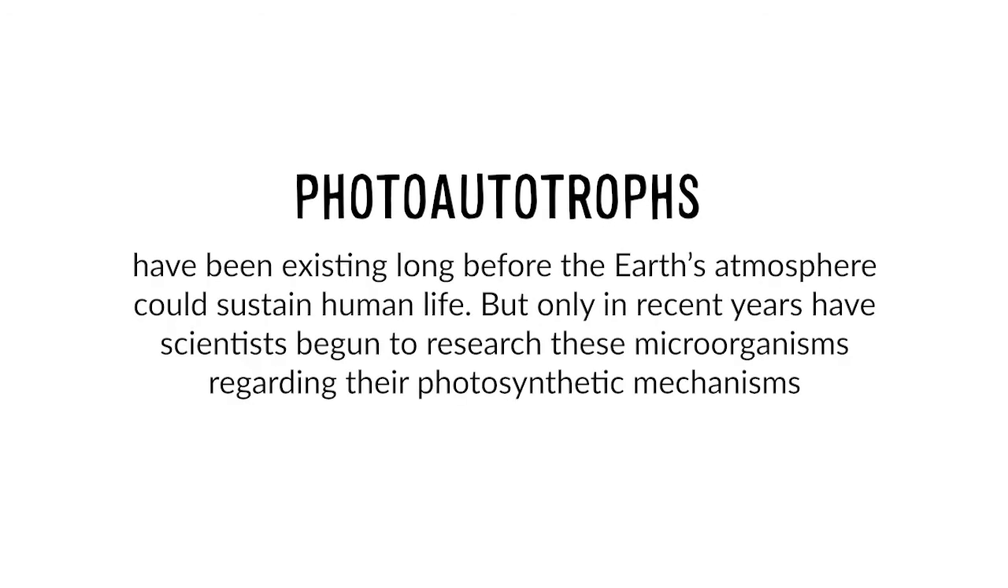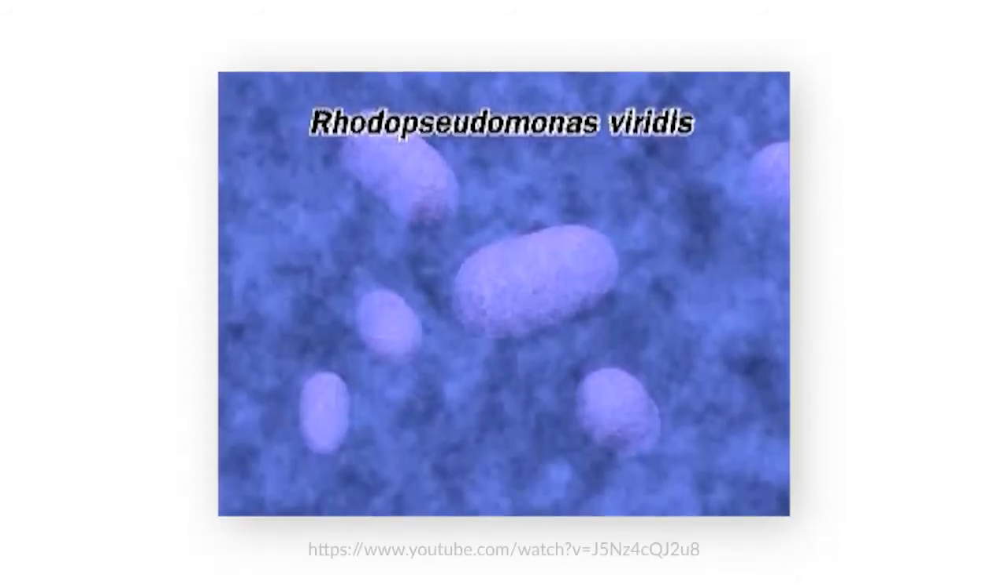Moving on, let's tackle bacterial photosynthesis, and we'll only be focusing solely on photoautotrophs. A brief history: photoautotrophs have been existing long before the Earth's atmosphere could sustain human life, but only in recent years have scientists begun to research these microorganisms regarding their photosynthetic mechanisms. Here is an animation on the mechanism of bacterial photosynthesis on a purple bacterium, Rhodopseudomonas viridis.